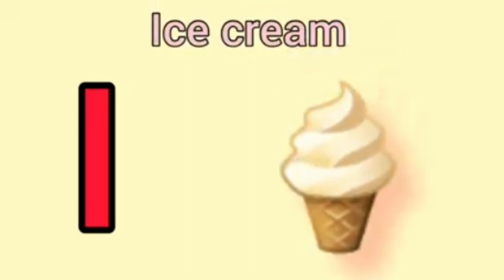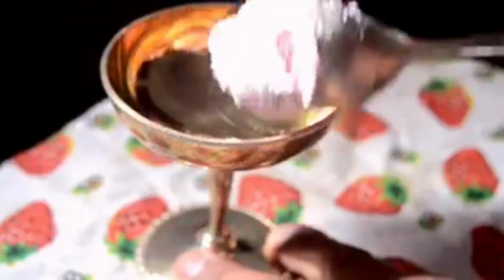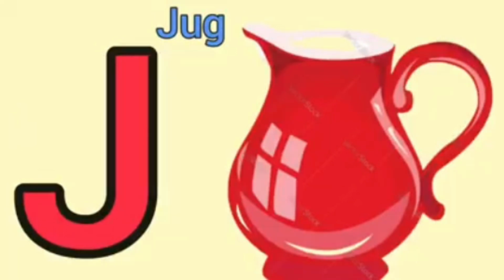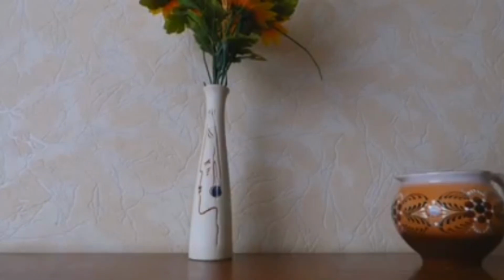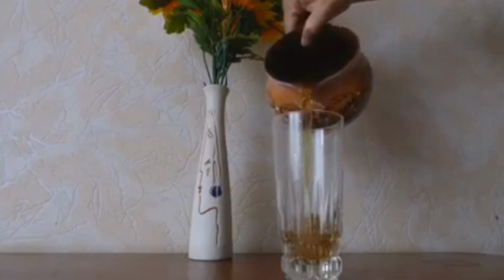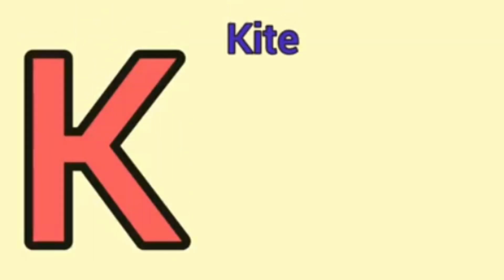I for ice cream. Ice cream. Yummy. J for jug. Jug. K for kite.